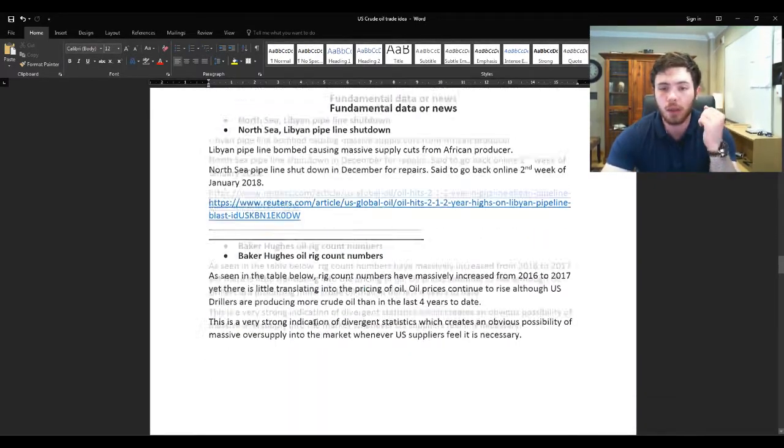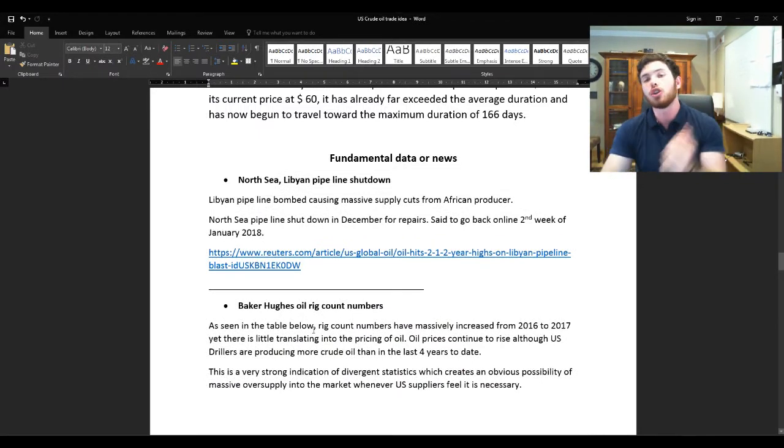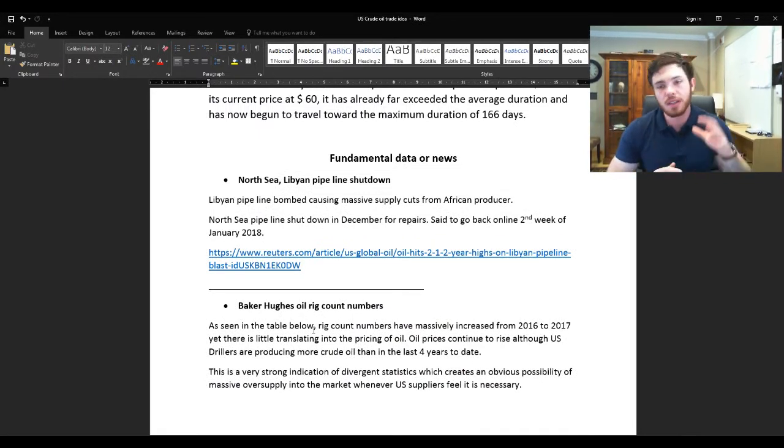We finished all the way to the bottom here, but now the big one is the fundamental data and news. This news is not really in chronological order, but towards the end it actually is, so I'm going to jump back and forth. Basically, trading crude oil is a very fundamentally driven and macroeconomic driven asset class to trade.